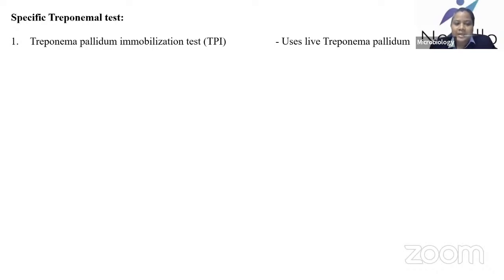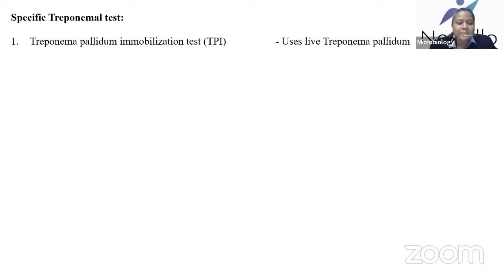One is the Treponema pallidum immobilization test. Here, we are taking live Treponema pallidum and the patient serum is added to the live Treponema pallidum. And if the patient is positive and his blood has the antibodies against Treponema pallidum, the motility of the Treponema pallidum will be inhibited, and that will be seen under the microscope.